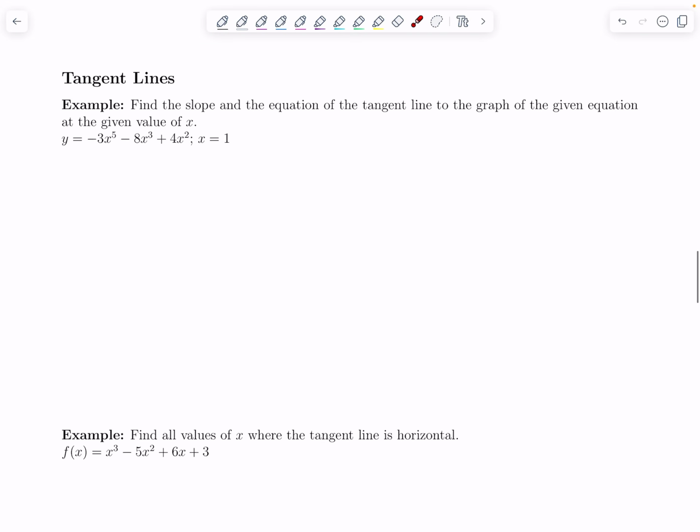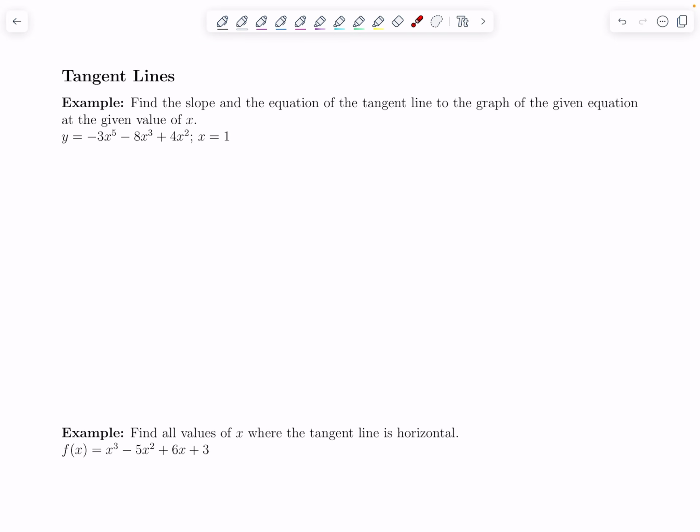So here we go. Find the slope and equation of the tangent line to the graph of the given equation at the given value of x. So y equals negative 3x to the 5th minus 8x cubed plus 4x squared. And they want the equation of the tangent line to this curve at x equals 1. So anytime you're asked to find the equation of a line, you need two things. You need a point and you need a slope.